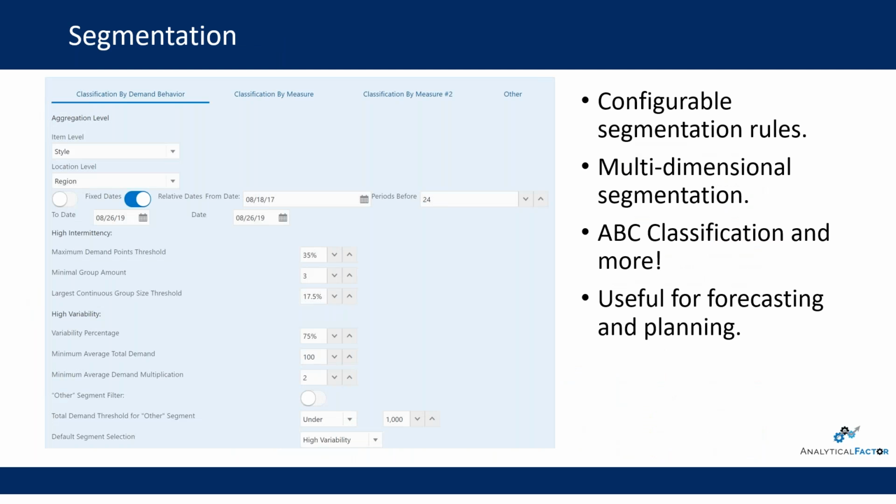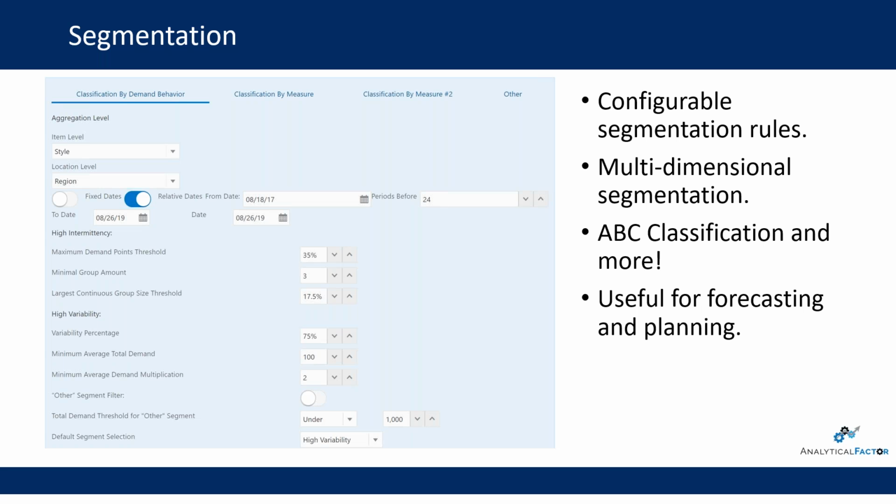The last part of the application is segmentation. There's several reasons you want to segment your demand world. Why? Because not all products are created equal. Some are high volume, some are low volume, some are high variability, some are low variability. Some you believe you don't need to touch every cycle, some you know you have to touch all the time. And that's where segmentation comes in.